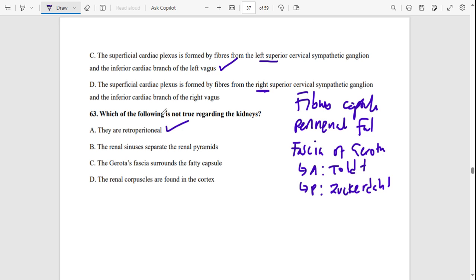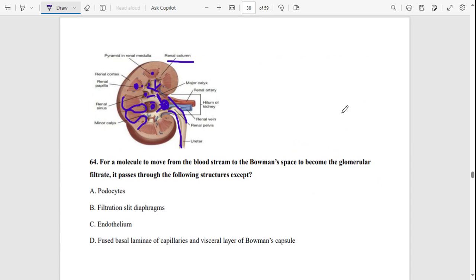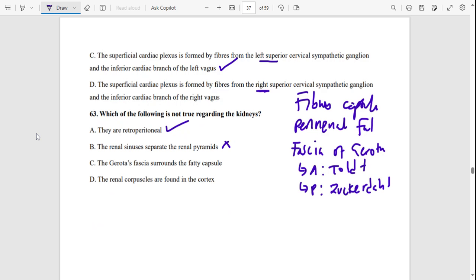Okay. So the renal sinus separates the renal pyramid. Is this true? This is not true. What separates the renal pyramid is not the renal sinus, but the renal column. You can see these columns are the ones separating the pyramids. The sinus is these spaces that you can see inside there, and that's not the one.